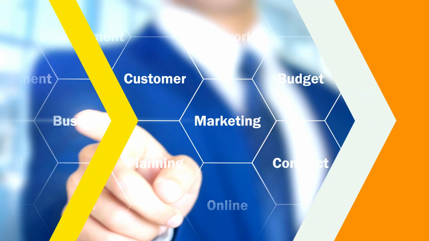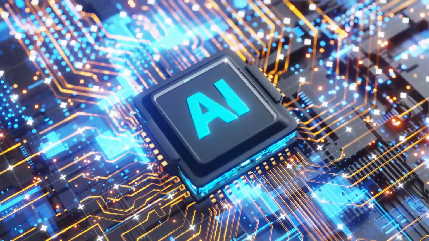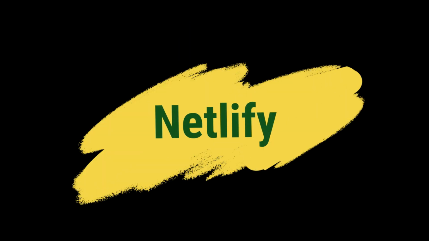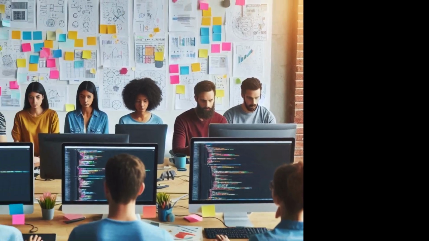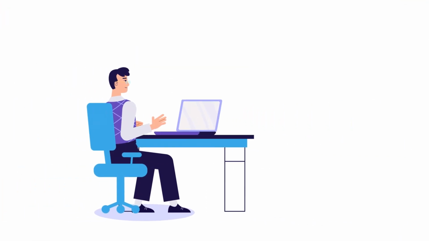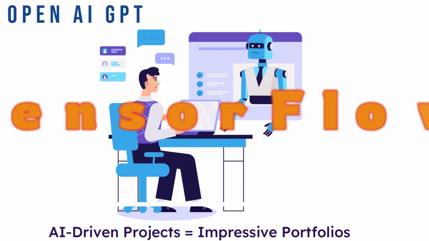Tip number 6, showcase your work with a strong portfolio. To stand out, you need more than just code, you need projects that shine. AI-powered platforms like Vercel or Netlify make it easy to deploy and manage your web projects. And if you want to show off cutting-edge skills, why not add AI projects to your portfolio? Think about creating a chatbot with OpenAI's GPT or building predictive models using TensorFlow.